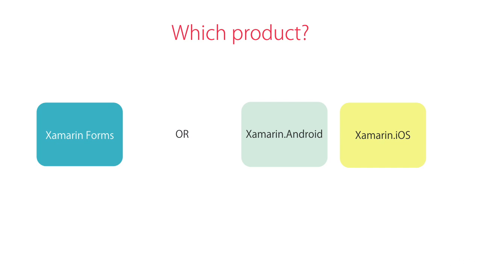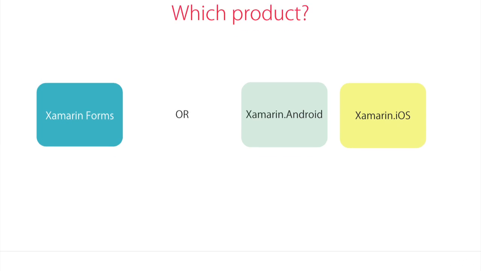So if you don't need to use much of the platform-specific functionality and code reuse is more important to you, then go for Xamarin Forms. Otherwise, if you're going to do a lot of customization and have quite a few use cases for working with platform-specific API, then it's better to use Xamarin.Android or Xamarin.iOS.